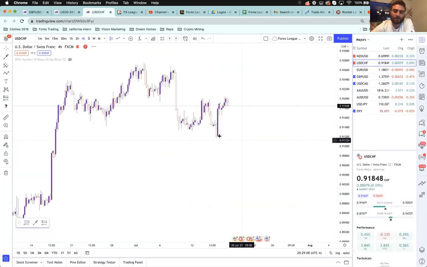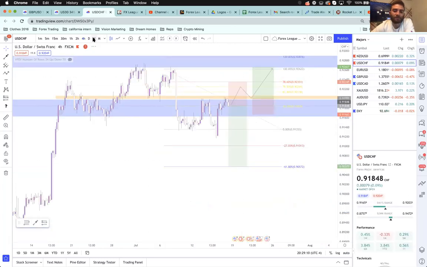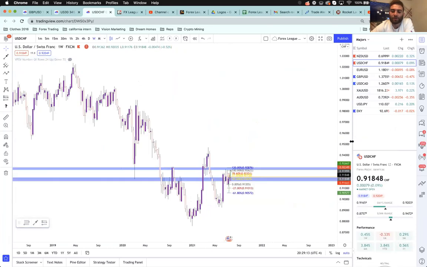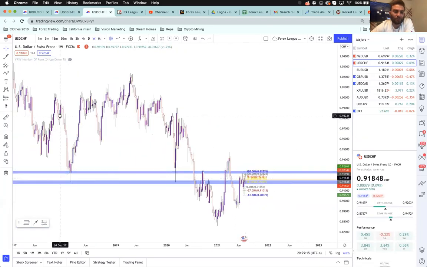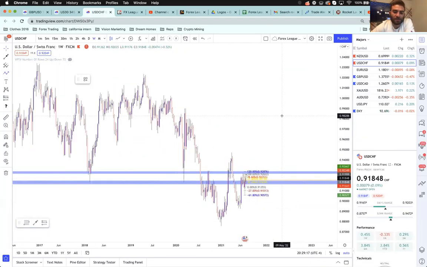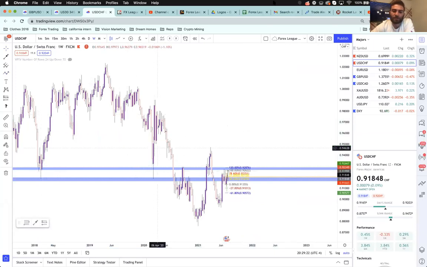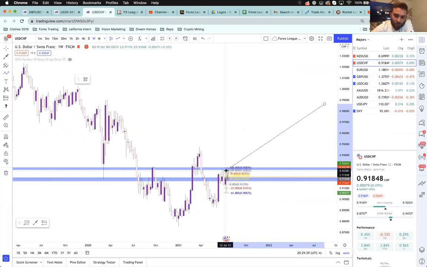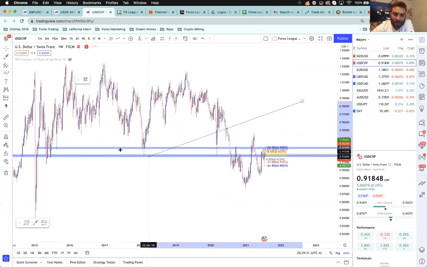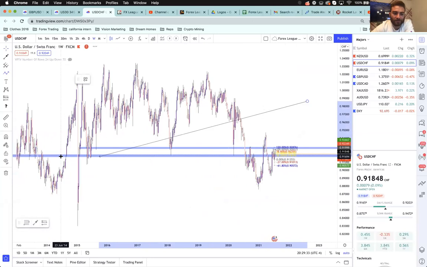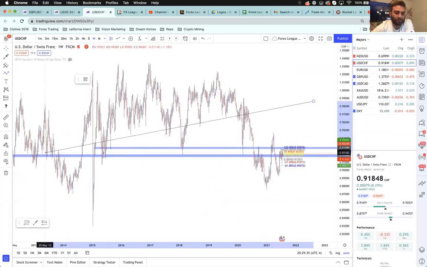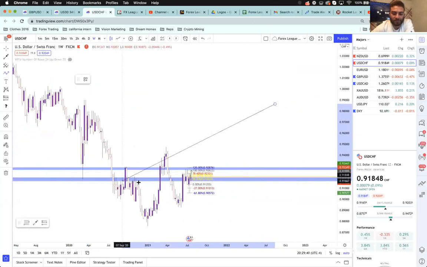Let's go next to USD CHF. So this one, just starting up on the weekly time frame. On the weekly, we have two key levels here. So the first level, we have support right here. And then we have resistance here. If I zoom out a little bit actually, I have this next level marked right here. So we have support here, support here, support here, support here. And then we have some resistance all along this level.